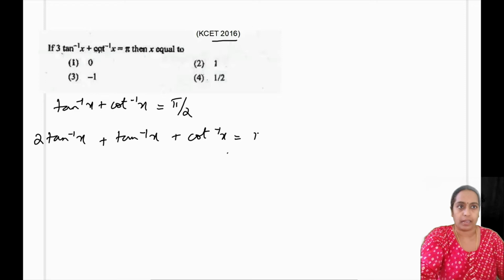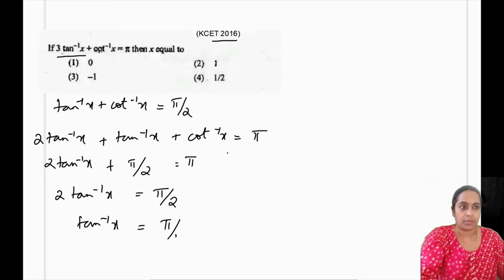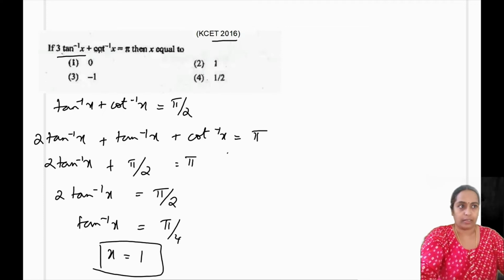So this is your question. I have just split this 3 tan inverse x as 2 tan inverse x and 1 tan inverse x. So now I have tan inverse x plus cot inverse x, which is going to be pi by 2. So then 2 tan inverse x equals pi, and pi by 2 will be transposed to the right hand side. So you get pi minus pi by 2, which is pi by 2. So tan inverse x is going to be pi by 4, which means x will have the value 1, because tan 45 is 1. So option 2 is the correct answer, which is 1.